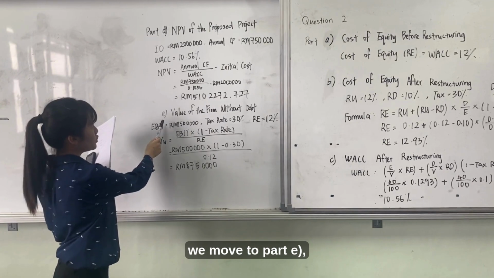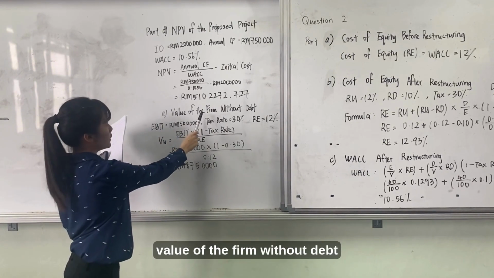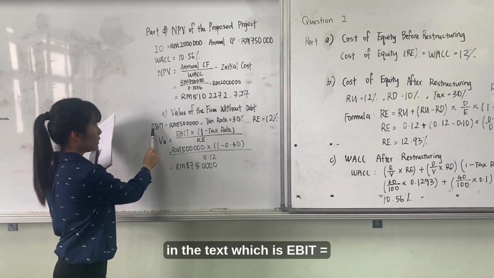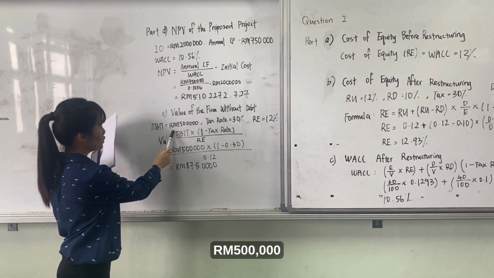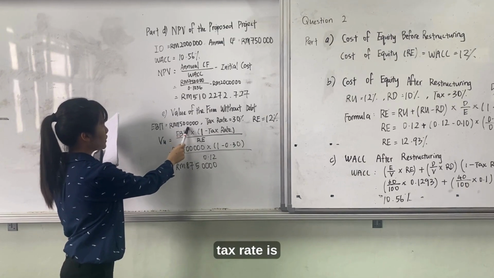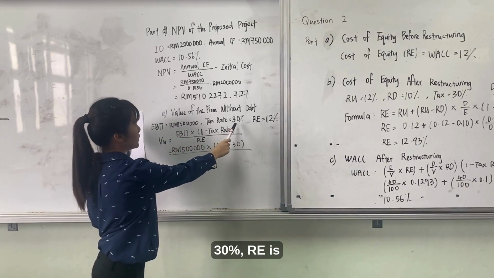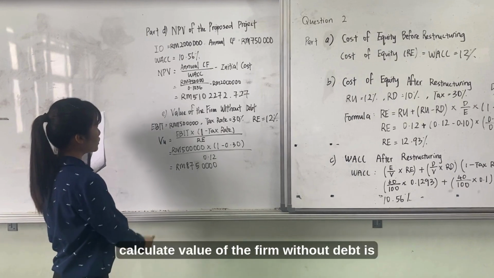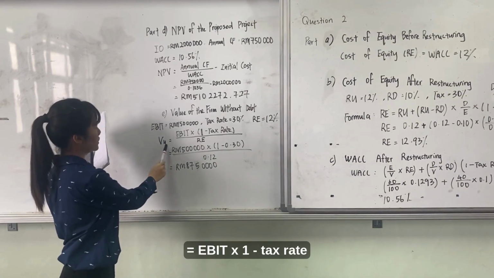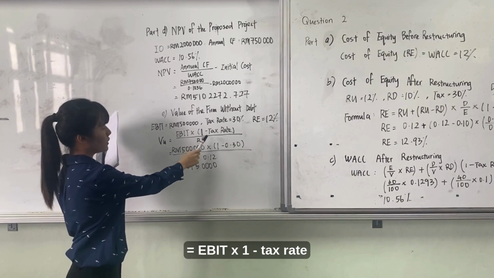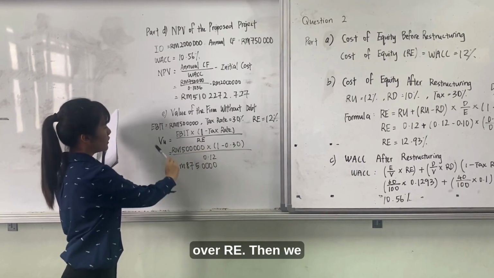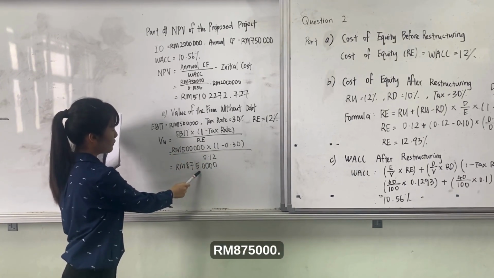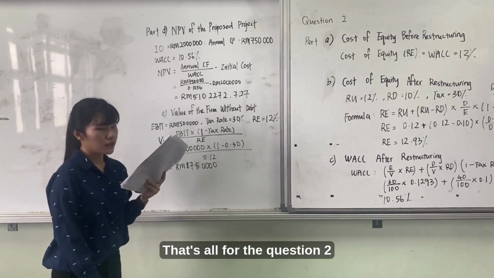Next, we move on to part E, value of the firm without debt. You can get the data in the text, which is EBIT equals 500,000, tax rate equals 30%, and RE equals 12%. The formula to calculate the value of the firm without debt is EBIT times (1 minus tax rate) over RE. Then we substitute the data inside. The final answer we can get is 8750000. That's all for question 2.